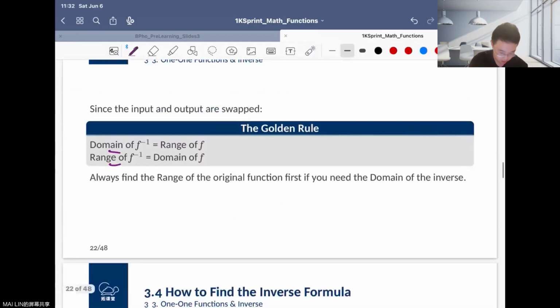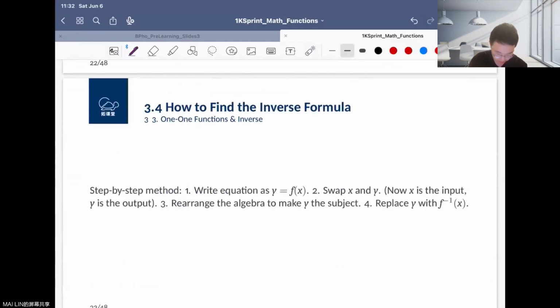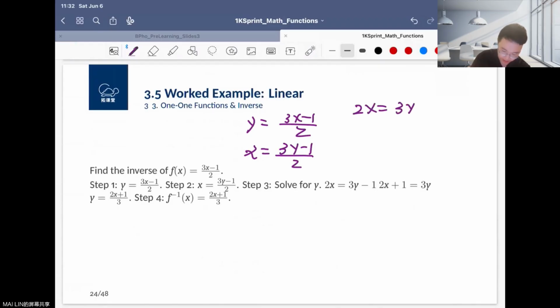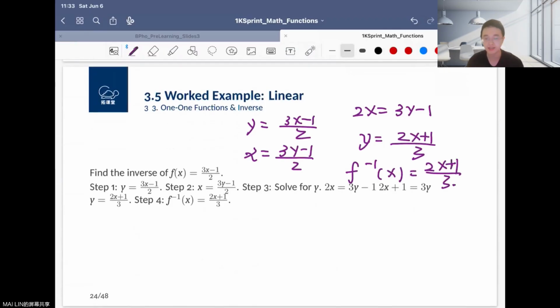Okay. Here are the steps for this, and now we can give you a worked example. Here, f(x) equals (3x minus 1) over 2. The first step is to write it as y equals (3x minus 1) over 2. The second step is to swap x and y, so it becomes x equals (3y minus 1) over 2. And then we solve for y, okay? That gives 2x equals 3y minus 1, and y can be considered as (2x plus 1) over 3. So you can understand the inverse function f inverse of x equals (2x plus 1) over 3, okay? That is the final answer.